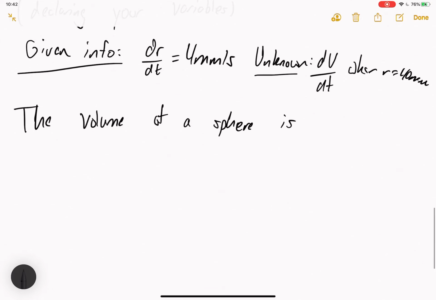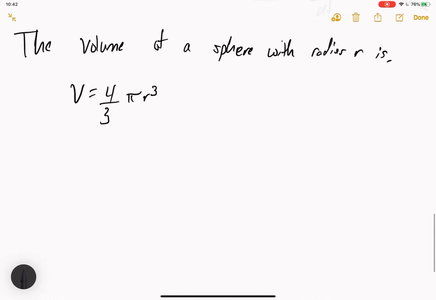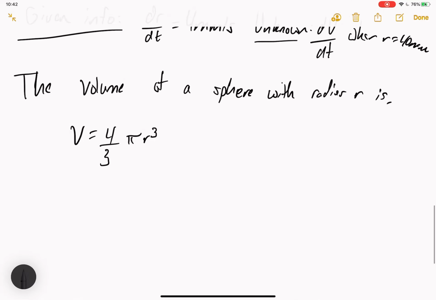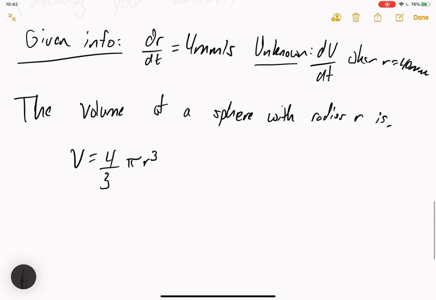The volume of a sphere with radius r, where V is equal to 4/3 pi r cubed. So that's the way we can talk about the volume in terms of the radius, given by this equation right here.